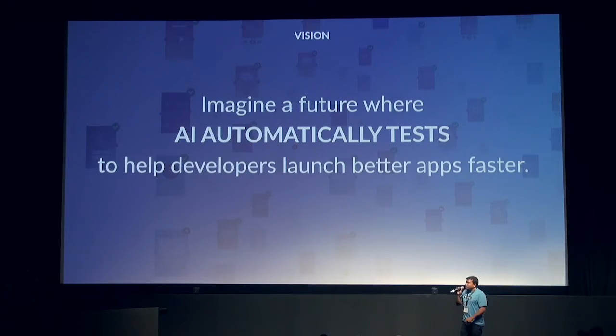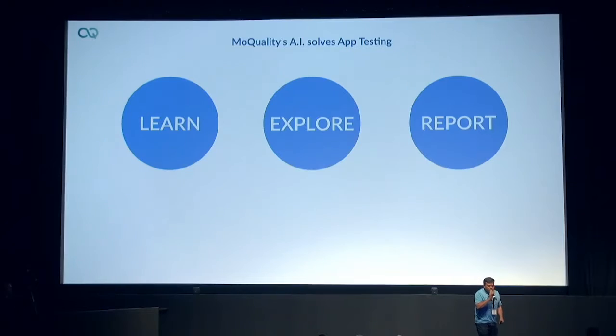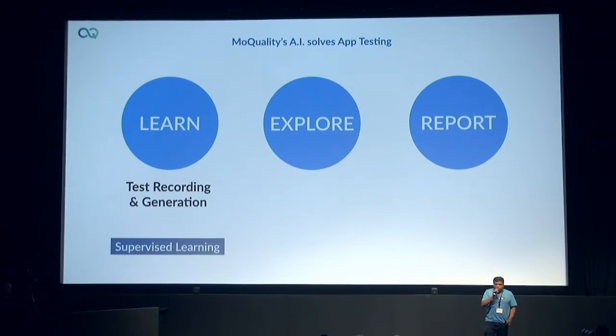So our vision is to have AI automatically do your testing so that developers can focus on launching better apps faster. It works in this three-step process. It starts with learning. This is where we use supervised learning to train the AI by watching humans.